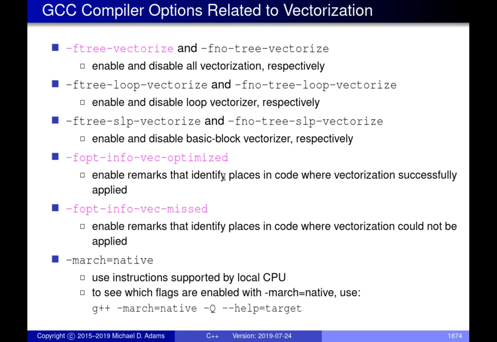So you can go, oh yeah, it did vectorize here, because the message is being printed out saying that maybe this particular loop was vectorized. Also, there's an option where you can tell the compiler to tell you places where vectorization couldn't be applied. And maybe this also might be quite a bit of interest to you as well.